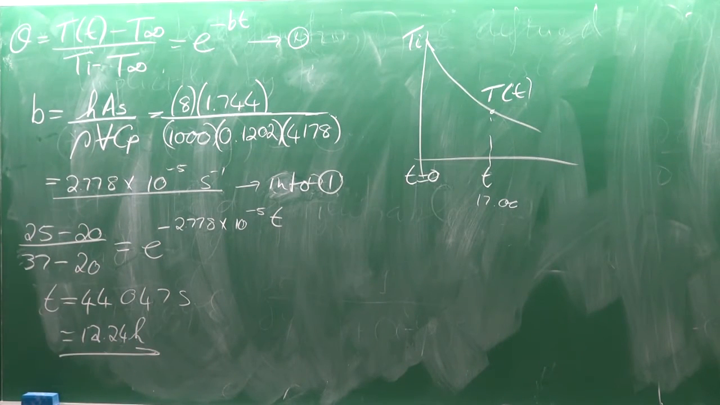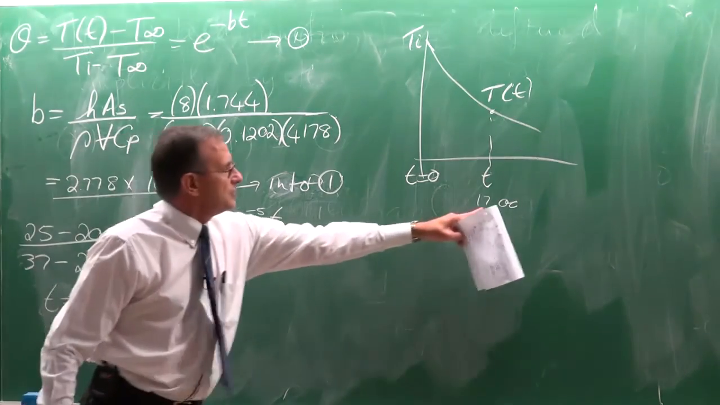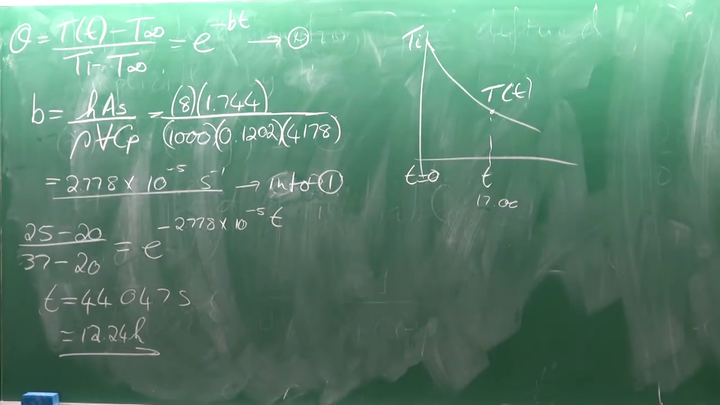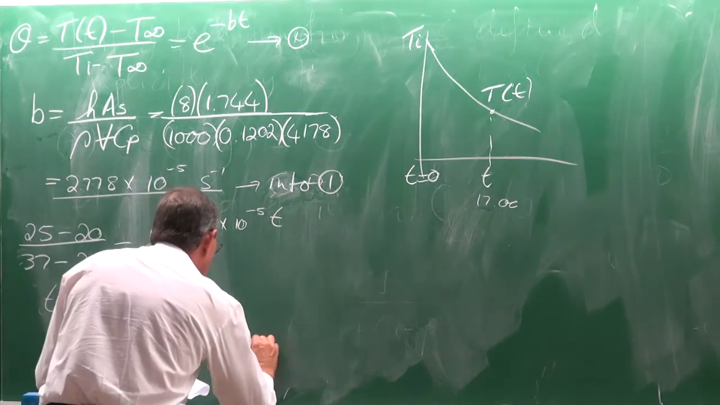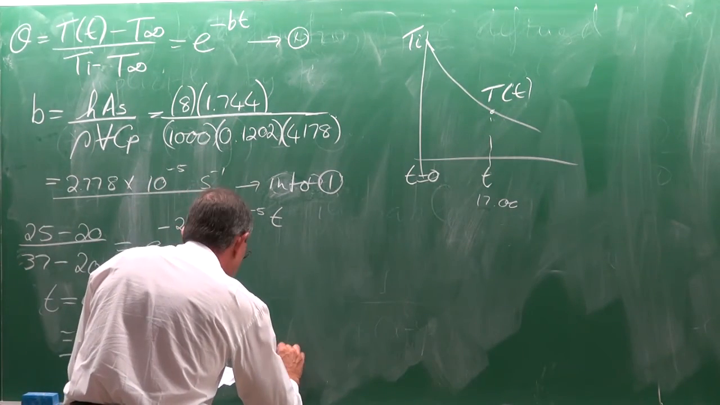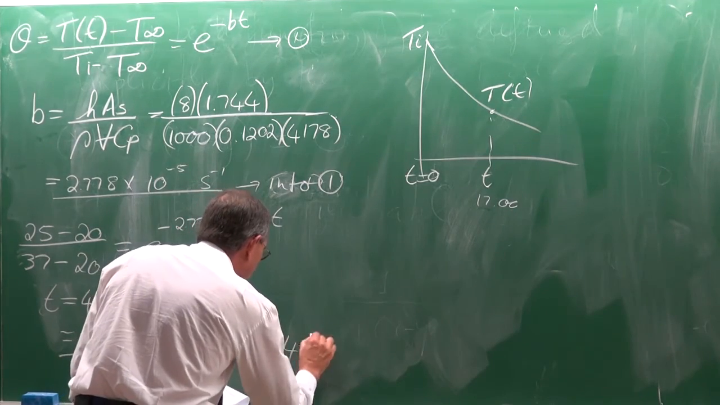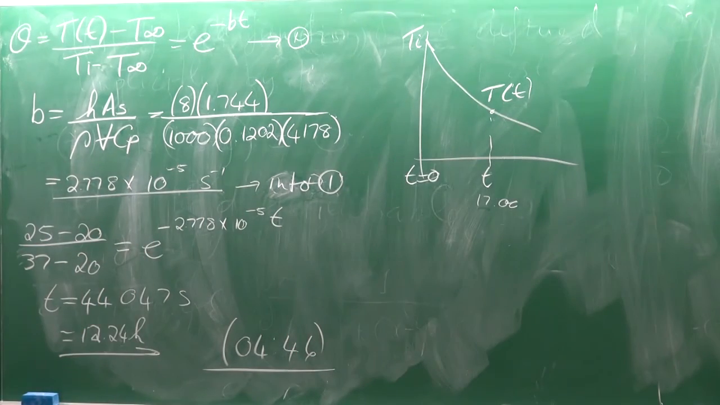Okay. So, 1700 hours minus 12.24 hours, and it would mean that that would be approximately 4 o'clock in the morning and 46 minutes. Okay. Do you agree? Any questions?